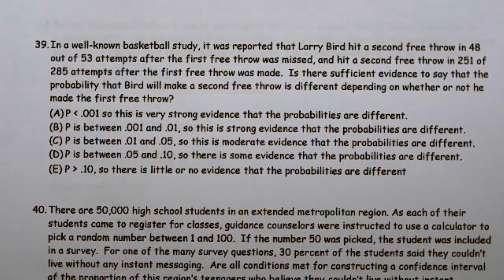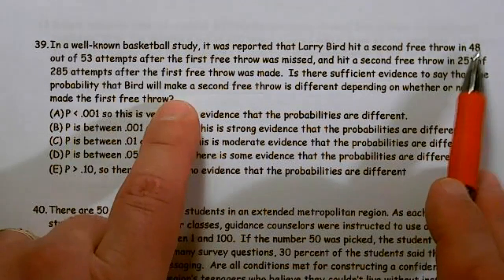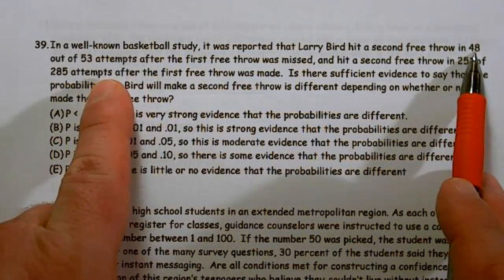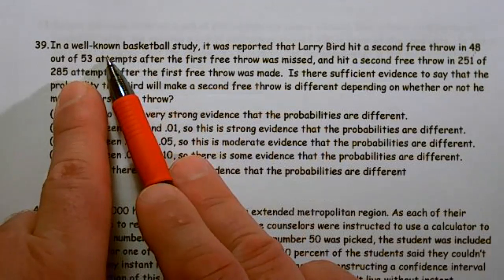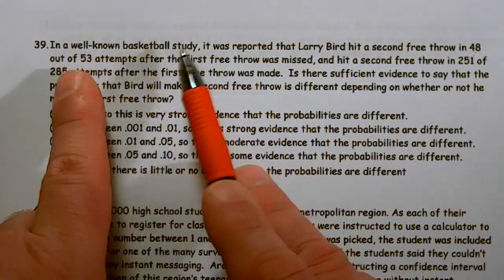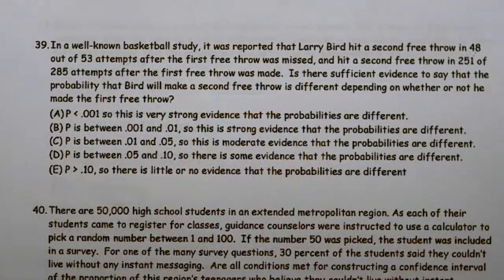So, first off, I have a problem with this entire question. np and nq were not met for this 48 out of 53. And so had they said that this was inappropriate, then I would have said that that's correct. And the reason I know np and nq, 48 out of 53, so 48 is greater than 10, but you also had 5 misses. So 5 is not greater than 10. So this is not an appropriate question. But they asked it, and that was not an answer choice.